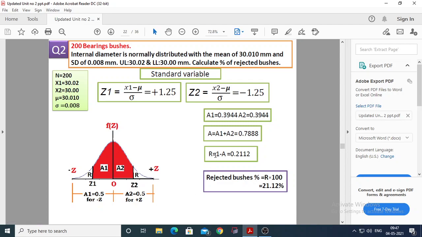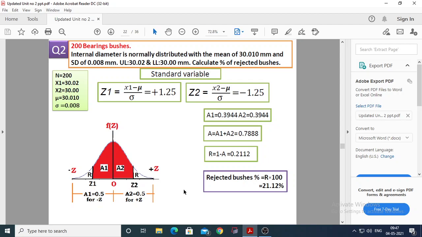Then what is the formula? Rejected area R is equal to 1 minus accepted area. Then you will get 0.2112. Then how to calculate the rejected bushes percentage? You have to multiply the rejected area by 100. R is equal to (1 minus A) into 100. Means R into 100, you will get 21.12%. Okay, all of you getting?